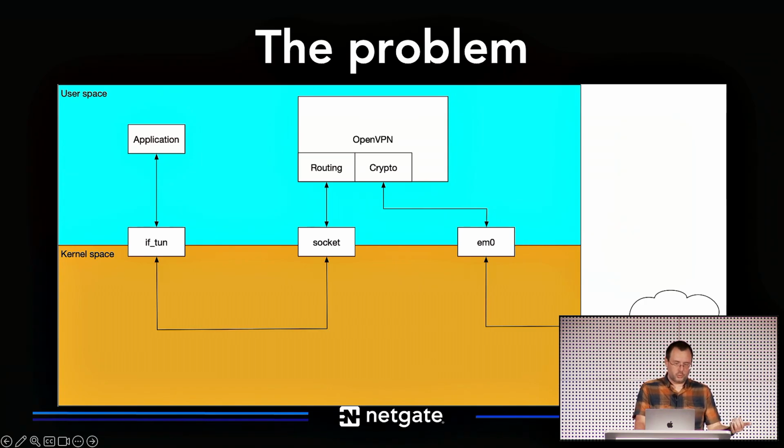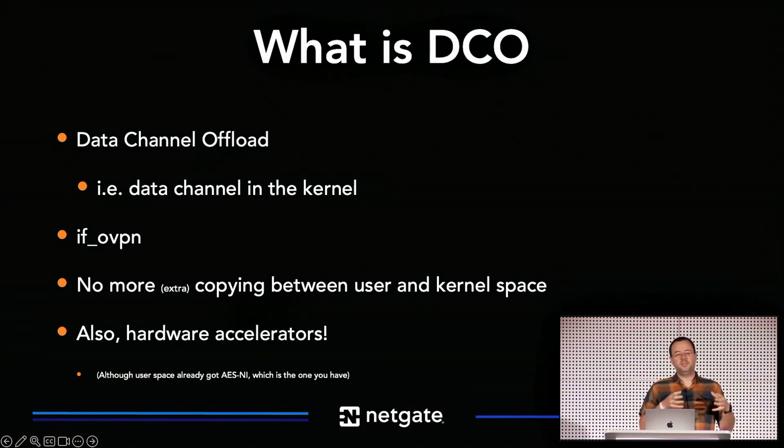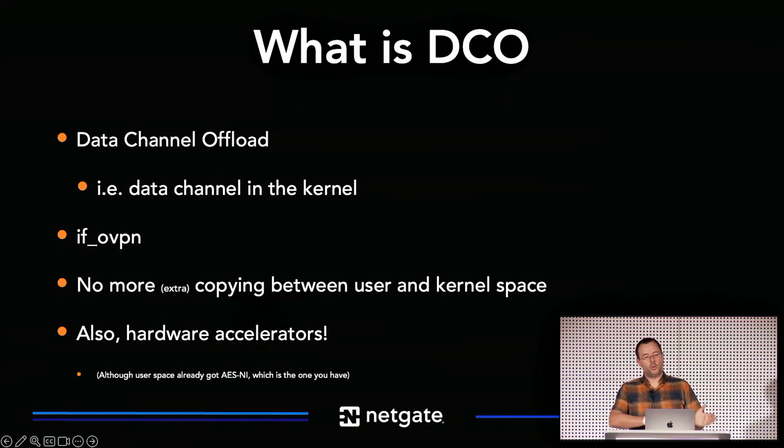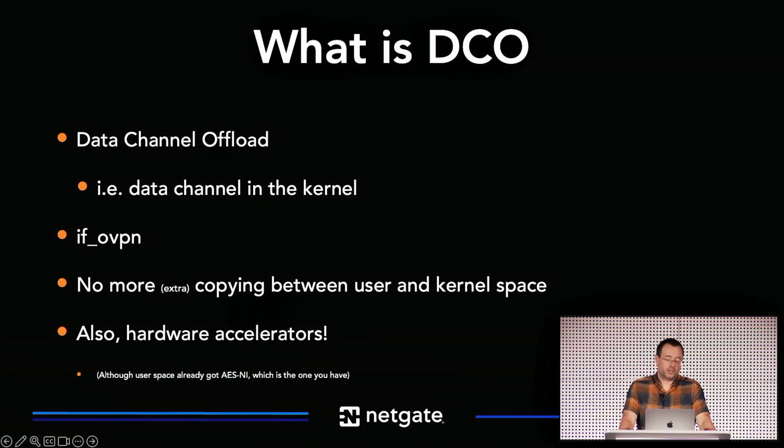So how do we solve this? We solve this with DCO. It stands for data channel offload. The idea being that we move the data channel, so your actual data packets, your network payload that goes over the virtual private network, we move all of that into the kernel so that we skip the unneeded copying between kernel and user space. In FreeBSD, the driver that does this is called ovpn, for interface for OpenVPN, hence the title of this talk. That is one advantage. Another advantage is that you get to make use of hardware accelerators, hardware cryptographic accelerators.